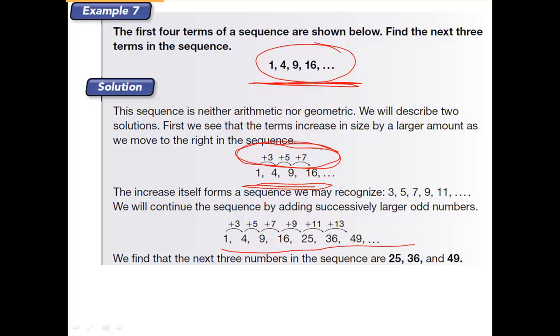So in this case here, we can see that our next 3 in order are 25, 36, 49. And what would be next? What would be the next one? We'd add 15 to 49 to get our answer, which would be 64 if we had to add one more term.